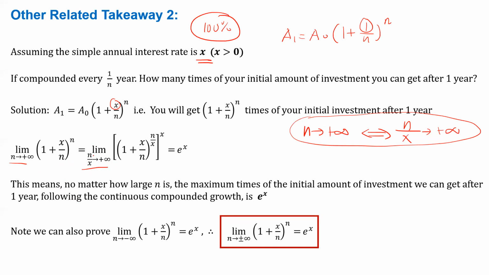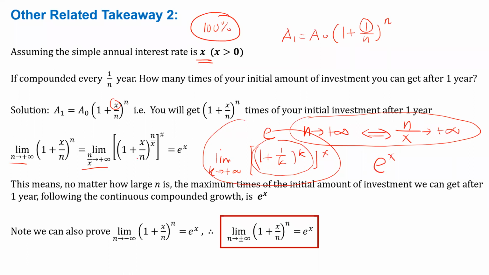Then actually, if you treat n over x as k, that means you have an expression like the limit of k approaches positive infinity of 1 plus 1 over k to the power of k, right? Then to the power of x. So we know that when k approaches positive infinity, this expression approaches e, right? So the whole limit will approach e to the power of x. So the result is e to the power of x.